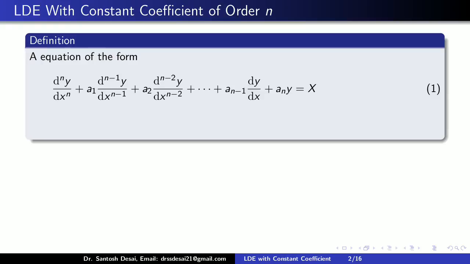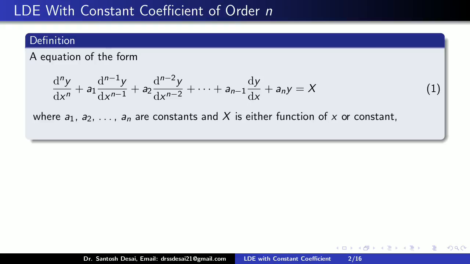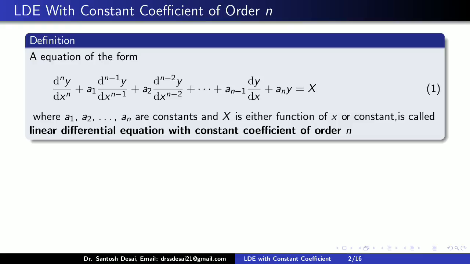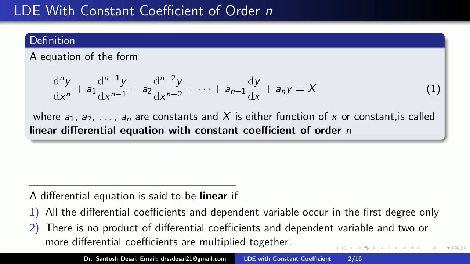An equation of the form d^n y by dx^n plus a1 d^(n-1) y by dx^(n-1) plus and so on plus a(n-1) dy by dx plus an y is equal to X, where a1, a2 and so on an are constants and X is either function of x or constant, is called linear differential equation with constant coefficient of order n. Now one can verify what is meant by linear differential equation with the definition given at the bottom of the page.